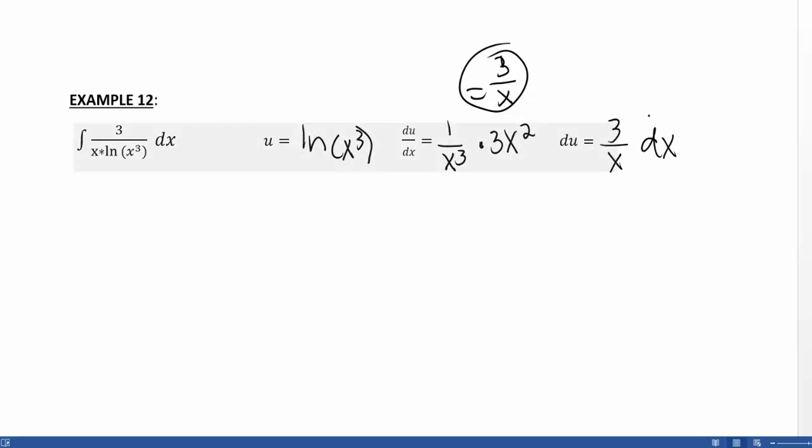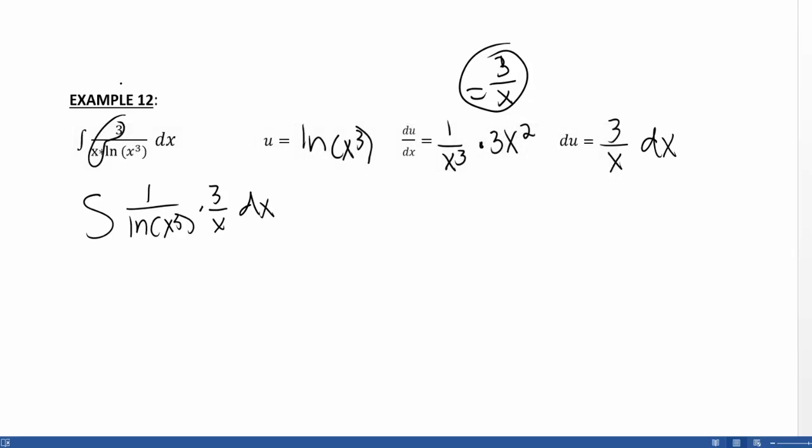So now let's rewrite this real quick. 1 over the natural log of x cubed times 3 over x dx. I pulled this term out and just multiplied it, right? I didn't change anything. I just algebraically manipulated it. And I did that so we can more easily see our substitution.